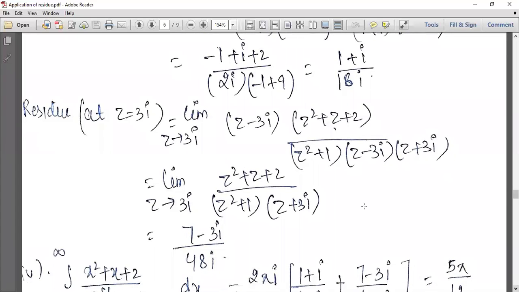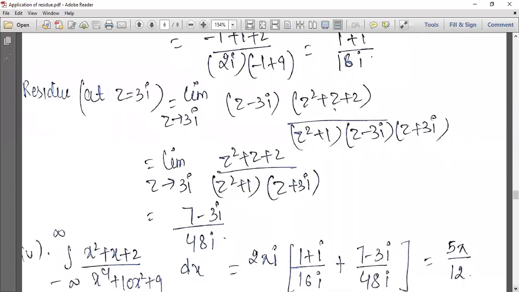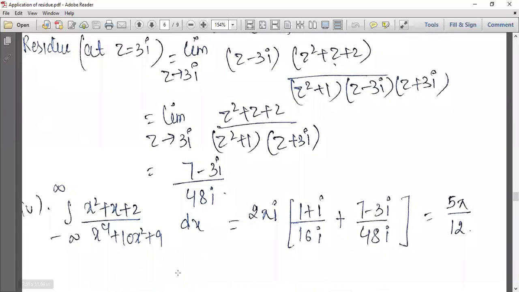So I will have my residue as (7 minus 3i) divided by 48i. Now my last part will be this. We will use the Cauchy residue theorem here. So this integral value will be equal to 2 pi i times the sum of residues.